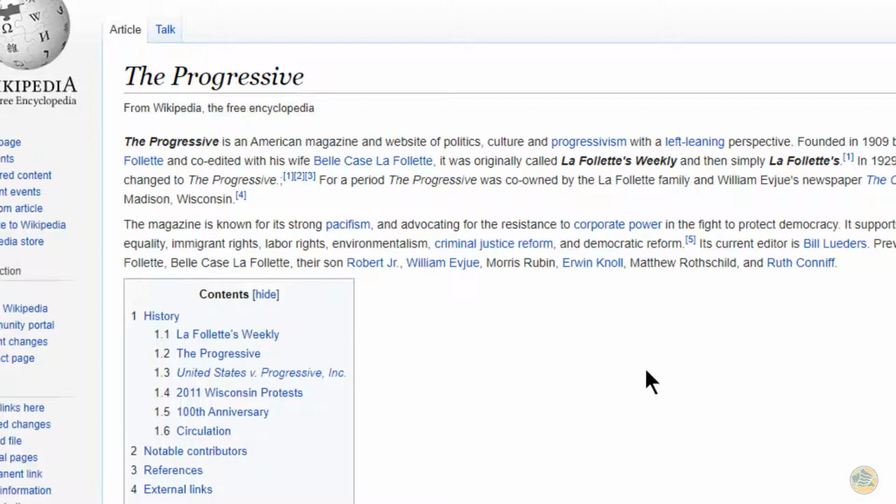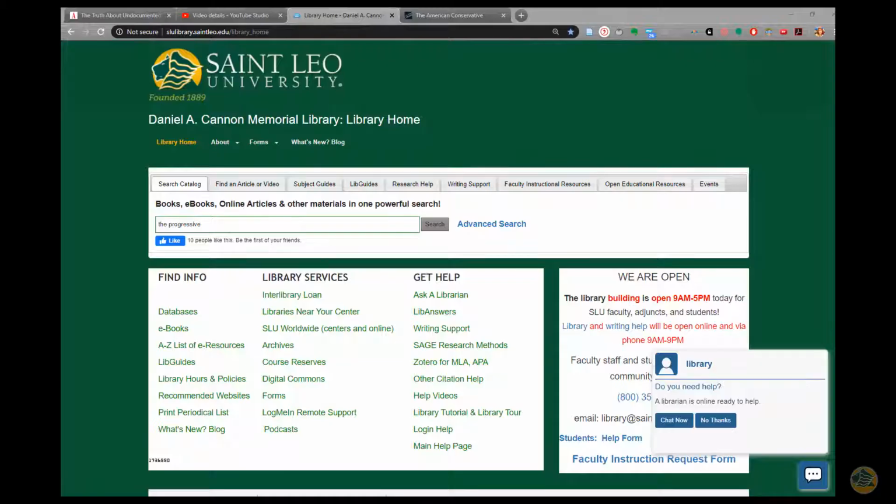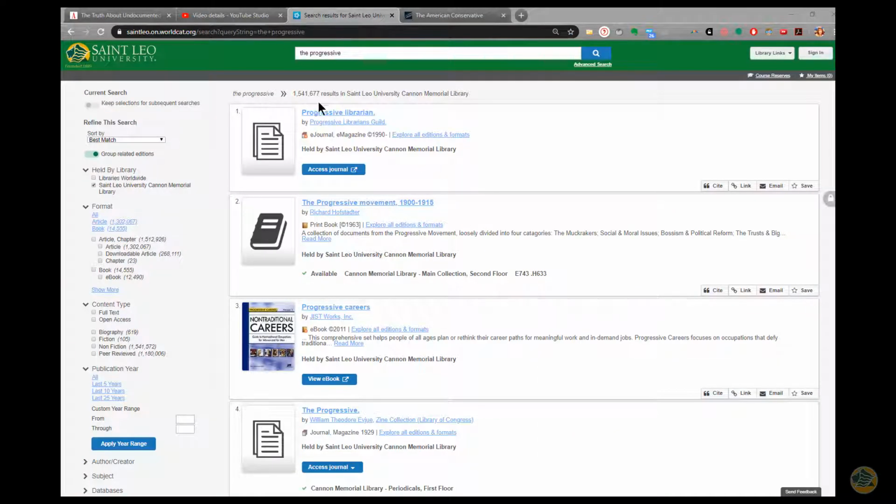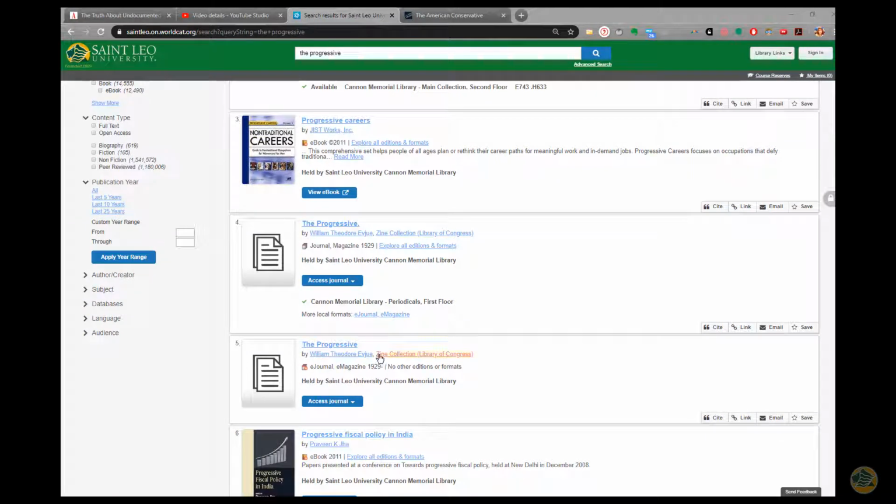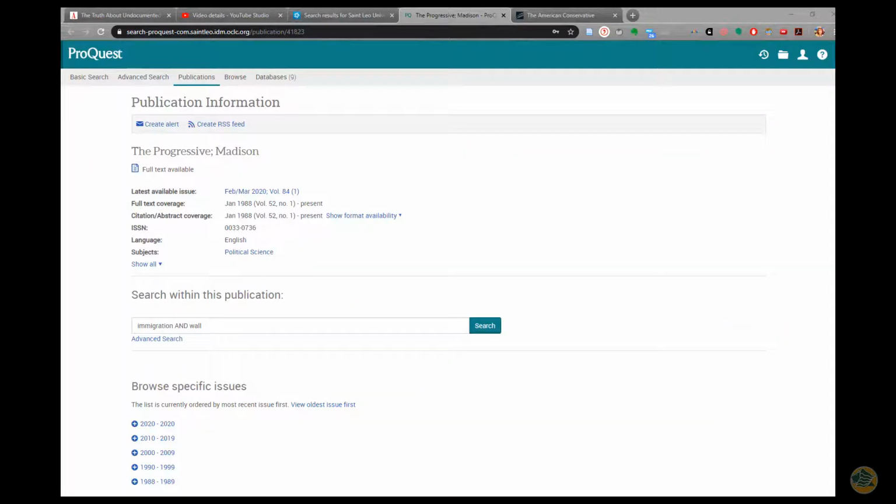All right, so we're going to take a look at The Progressive. On the library's website, I'm going to put in The Progressive in the library catalog and click search. You have to be careful. We got over 1 million hits here, but you can see if we scroll down that we do have access to this journal. So after being directed to the ProQuest website, notice that I can search within this publication. I've put immigration and wall in all caps, and I'm going to click search.